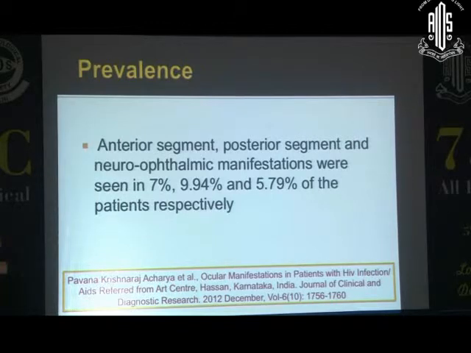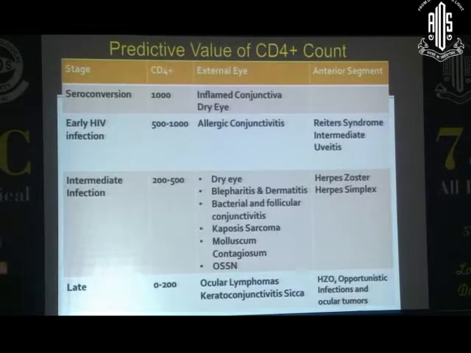So if you look at the prevalence of the anterior segment pathologies, roughly around 7% of HIV patients have been found in one of the series to show some kind of anterior segment disease. Now, the CD4 count also has a predictive value when it comes to patients with some anterior segment problems. I'm sure Dr. Raman will address the posterior segment problems as well. So, when it comes to seroconversion, basically patients may just have uncomfortable eyes, inflamed conjunctiva, dry eye, allergic conjunctivitis.